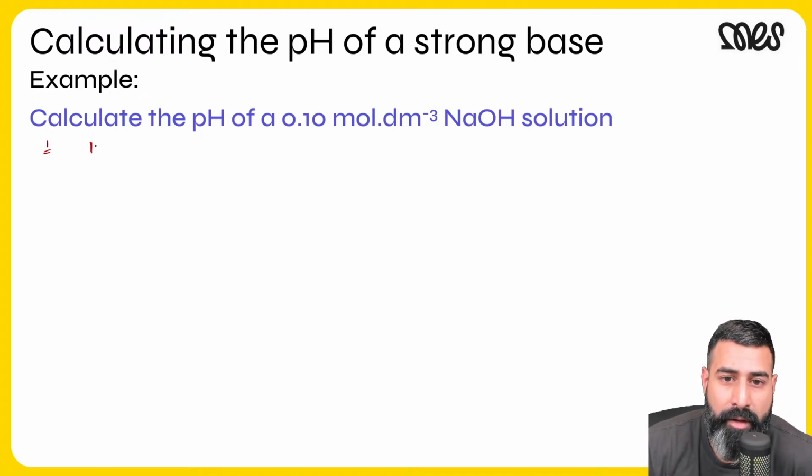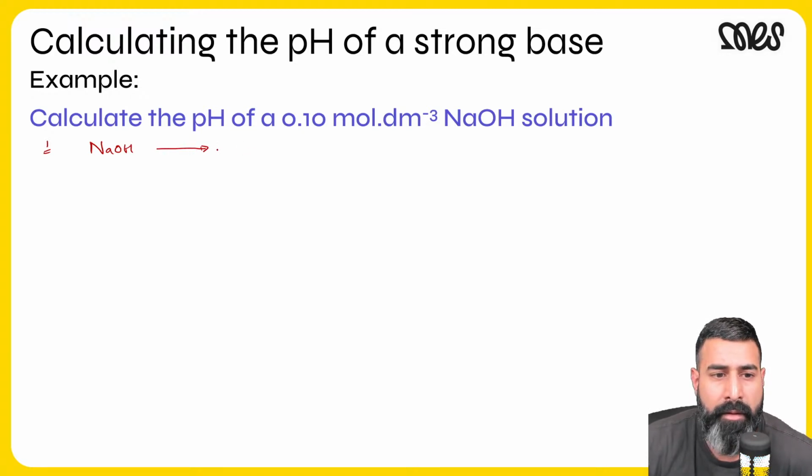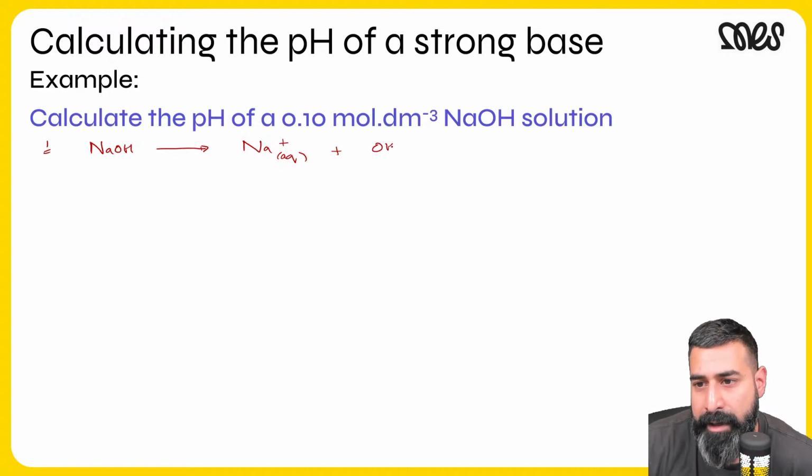So, we've written it out loads. Are we going to multiply by 2 here? We'll come back to that, Johnny. We're actually going to do some of those in a second. So, this is going to split up into Na+ and OH-.